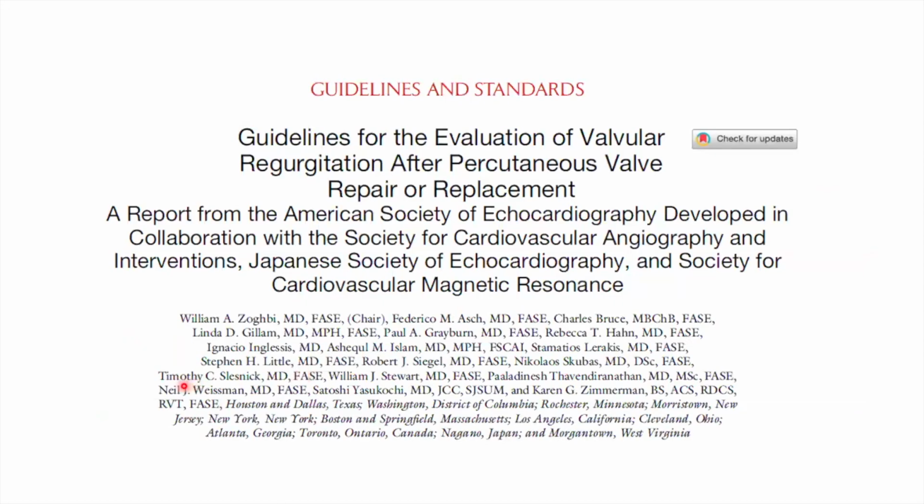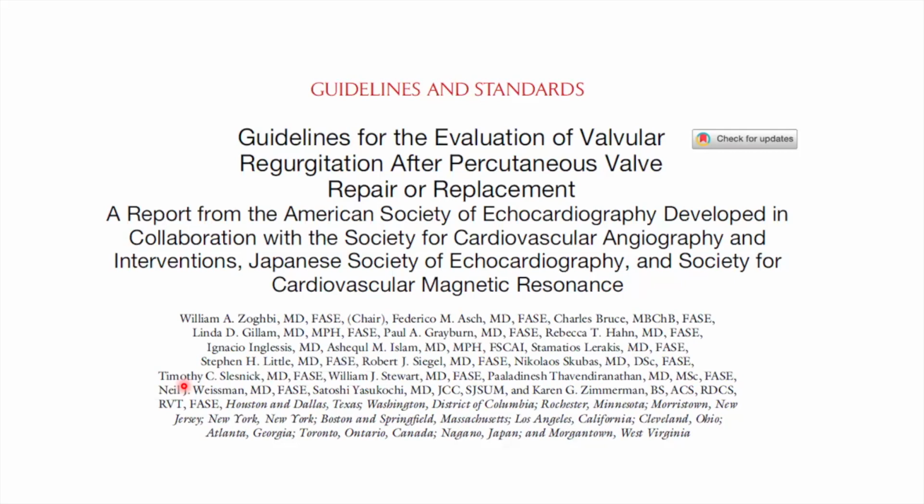So that's how the devices are implanted, or a very short version of how they are implanted, just to give us an idea of what's going on. In terms of evaluation, I think more relevant for us is seeing these patients after the procedure and deciding how to evaluate the presence of residual regurgitation.